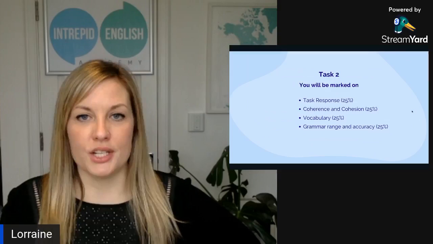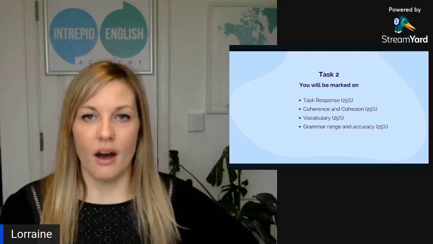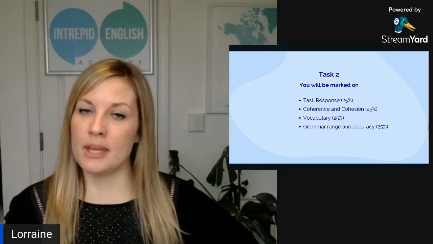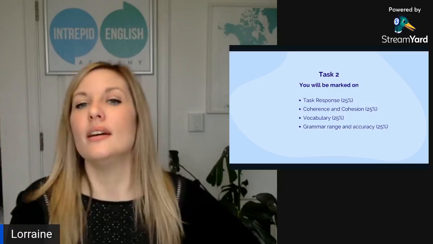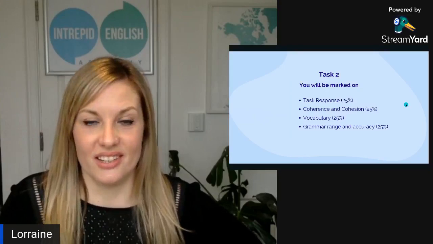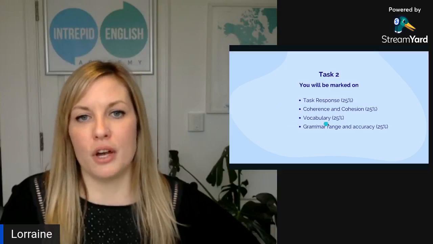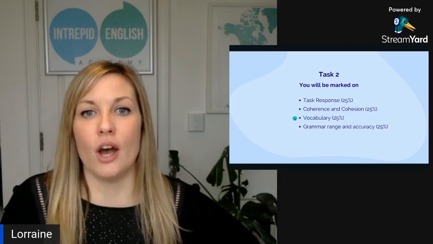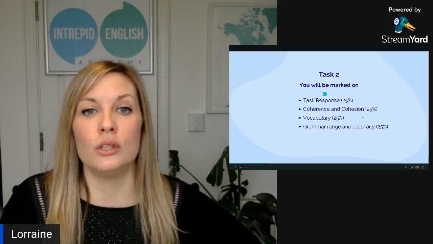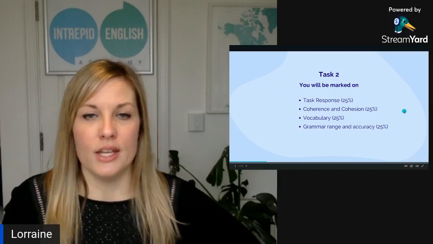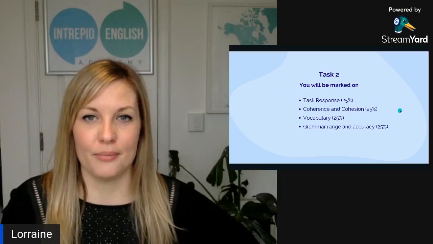The marking criteria, which we'll look at in greater detail in just a second, are equally weighted. That means all four of the marking categories are as important as each other. So don't spend a lot of time focusing on your vocabulary only to ignore your grammar, range and accuracy. Okay, they're all as important as each other. So make sure that you focus on all four areas equally.